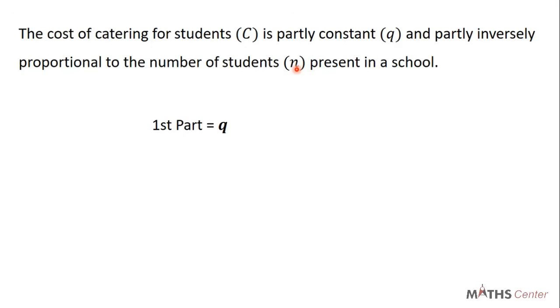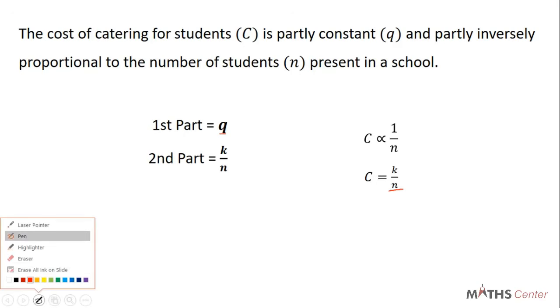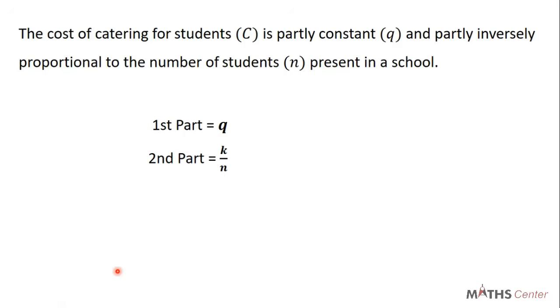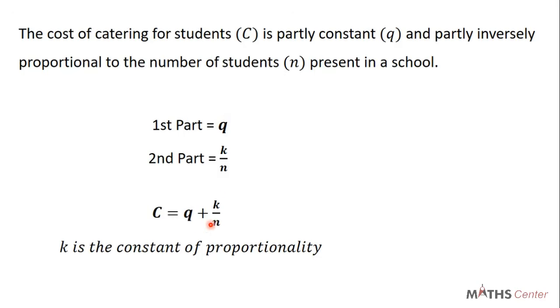We learned from the videos on inverse variation that if C is inversely proportional to N, it's written as C is proportional to 1 divided by N. And if we introduce the constant of proportionality, which is K, then C is equal to K divided by N. So this means that the first part of C is the constant K, and the second part of C is K divided by N. So C is equal to the first part, which is K, plus the second part, which is K divided by N, where K is the constant of proportionality.